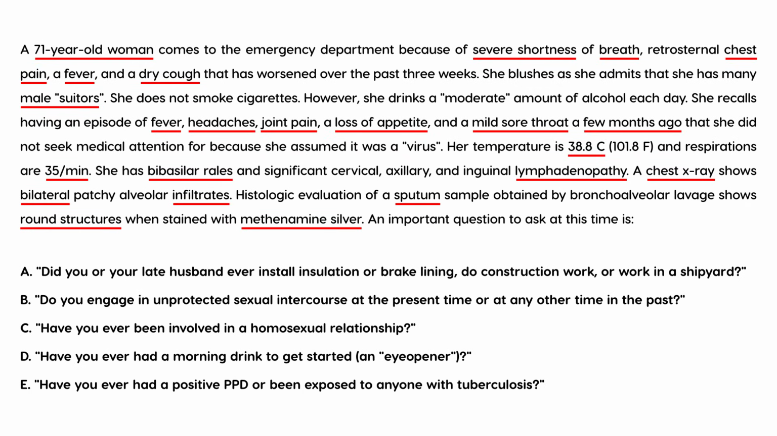An important question to ask. It was a great question. They don't tell you that she's immunocompromised, but they give you this sentence right here. She recalls having an episode of fever, headaches, joint pain, loss of appetite, and a mild sore throat a few months ago. What that is, is acute HIV syndrome. When a person acquires HIV, they can develop this type of symptomatology. And that's what this clinical vignette is describing. And this happened a few months ago.